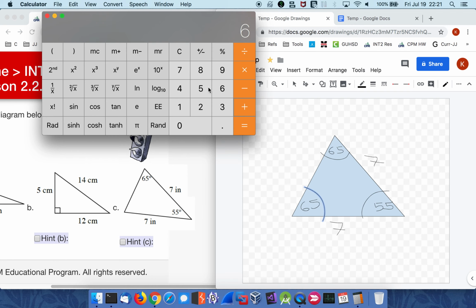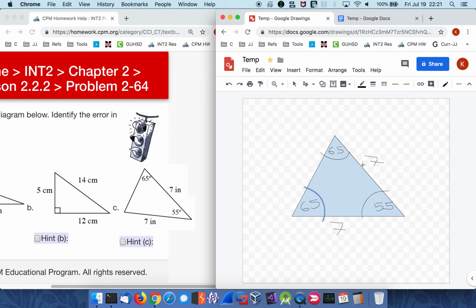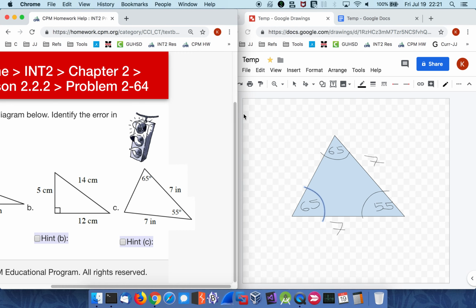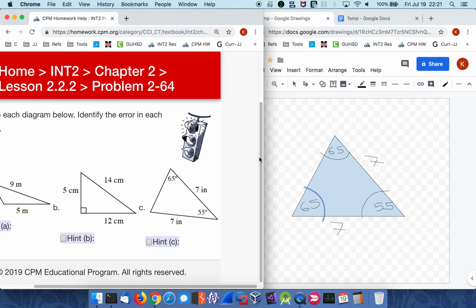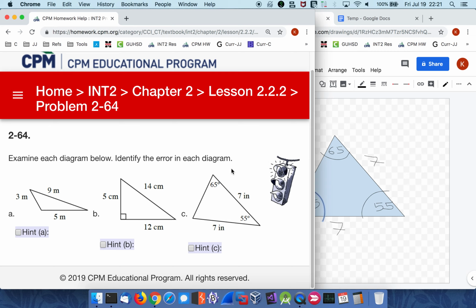65 plus 65 plus 55 equals 185. We got an extra 5 degrees in here somewhere. Something's wrong. That's not correct. So, angles in a triangle should add up to 180 degrees. It's pretty well known, kind of fundamental, and they failed. Alright, but hopefully you're kind of catching on.